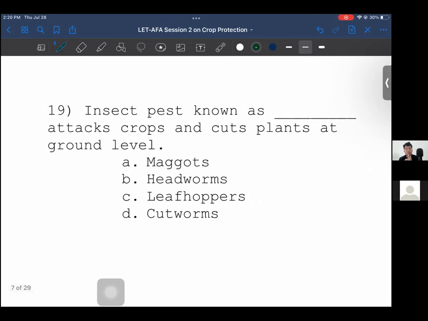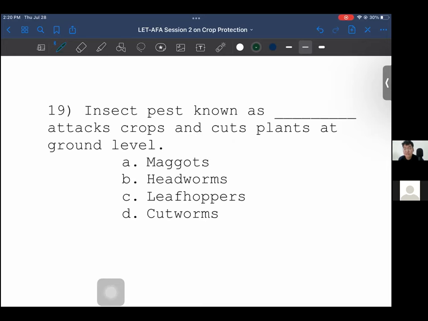Next. Let's have: the insect pest known as blank attacks crops and cuts plants at the ground level. I think na-i-discuss na rin to kanina. Ayan, so the answer for this is letter D, which is cutworms.